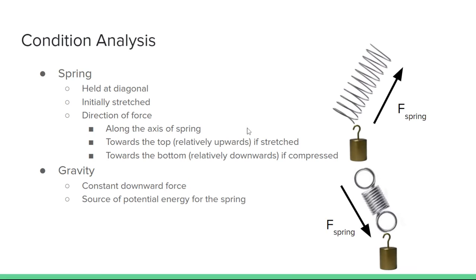And the way that this is useful information is that we know the spring force is always on the perpendicular axis or towards the anchor point of the spring. And now if it's stretched, this is relatively upwards, or if it's compressed, this is downwards as seen in these two diagrams. Gravity is a constant downward force, and it's the gravitational potential energy that plays a role in the system.